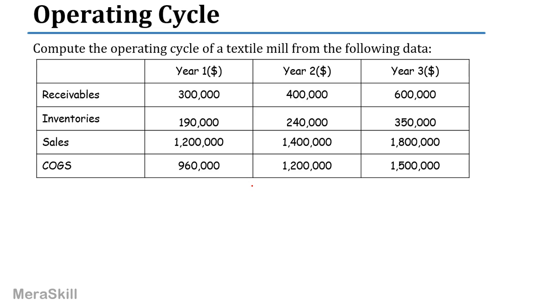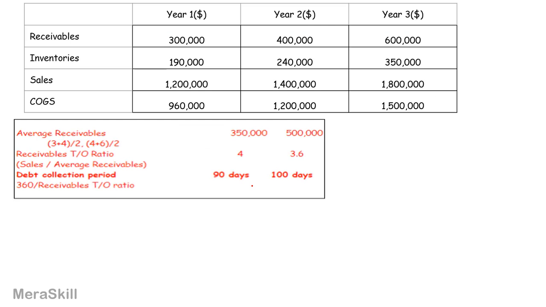Compute the operating cycle of this textile mill from the following data. What do we get? The average receivables, this is for year 2 and year 3. 3 plus 4 divided by 2 and 4 plus 6 divided by 2. This is for year 2 and this is for year 3. Okay, so this is the average receivables, and the receivables turnover ratio is the sales divided by the average receivables.